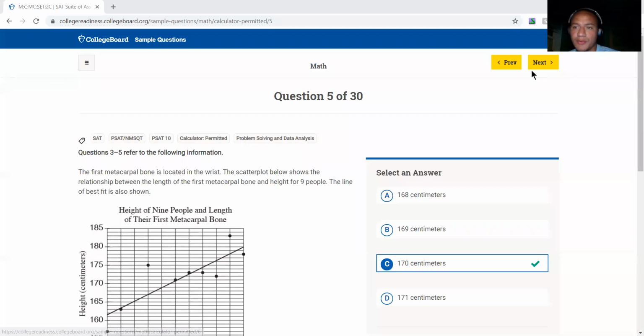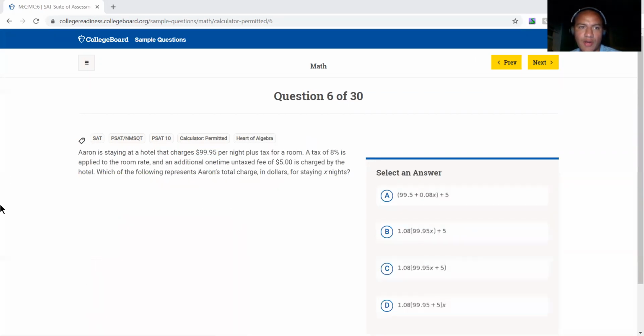Let's go ahead and look at the next SAT question. I'll share the screen right now. All right, so all of these have been easy so far. Maybe I'll be challenged this time. I feel like just putting number 30 here, but we gotta go in order. All right, finally, not a graph. Aaron is staying at a hotel.